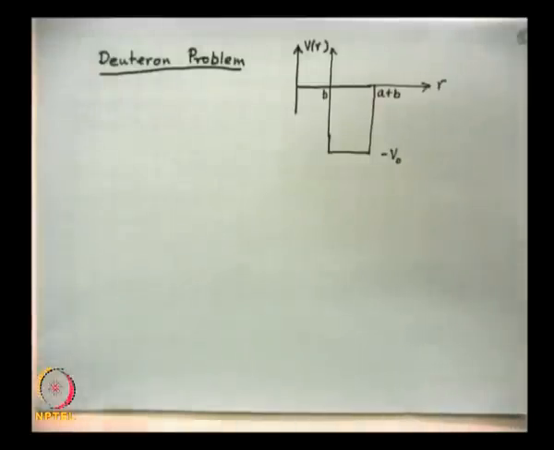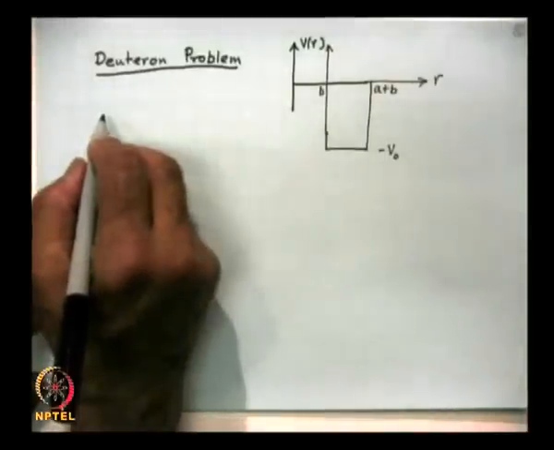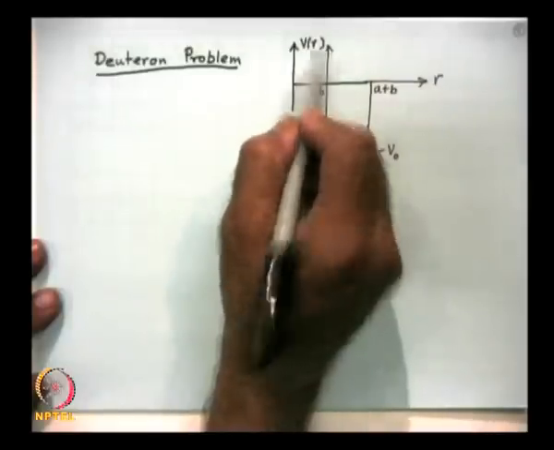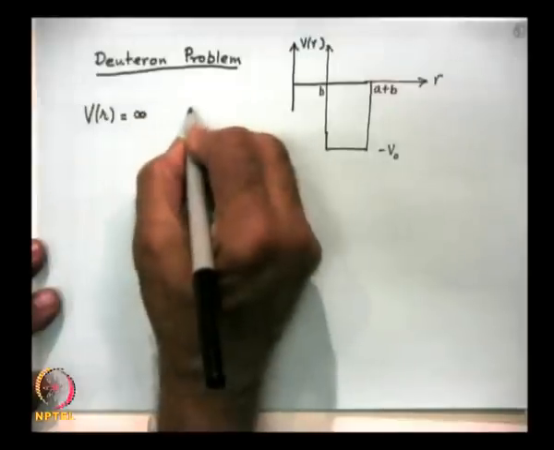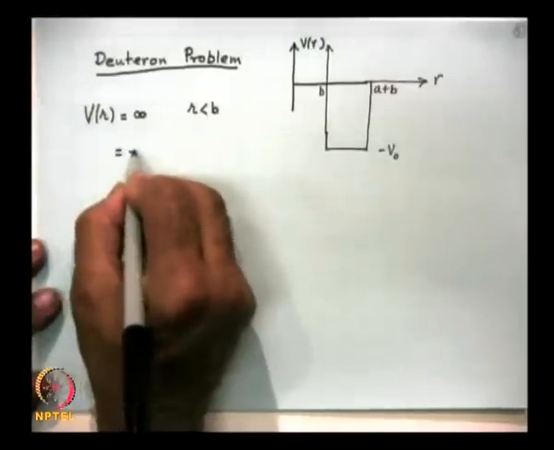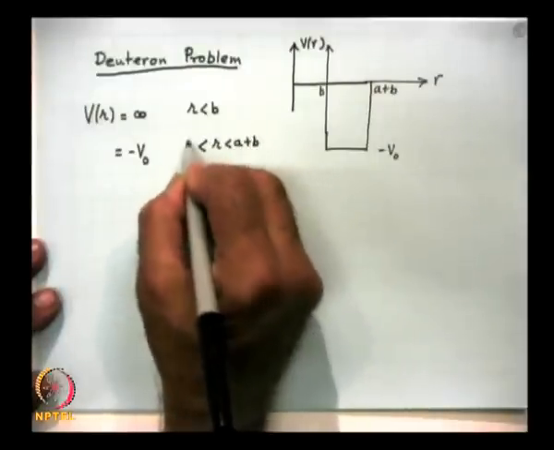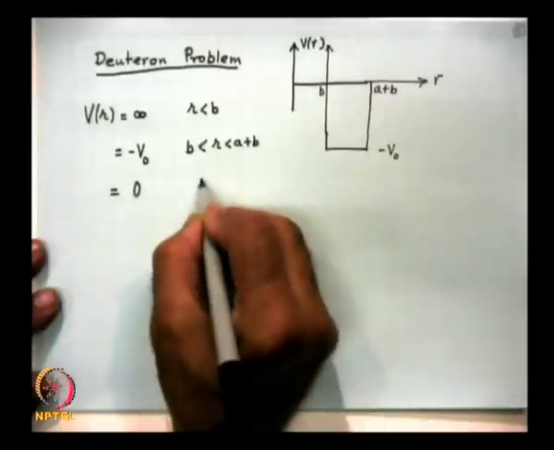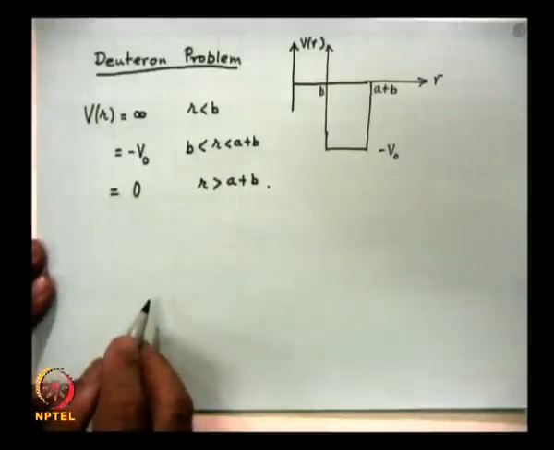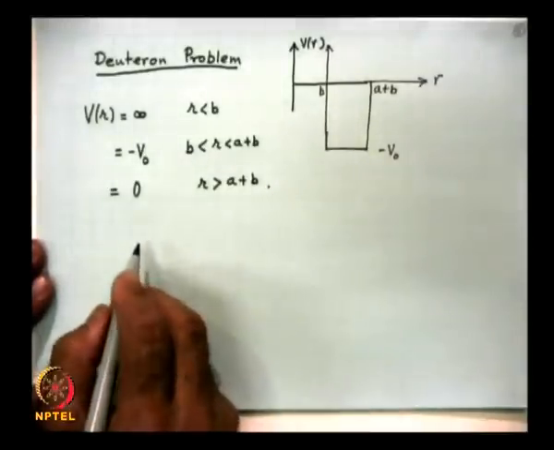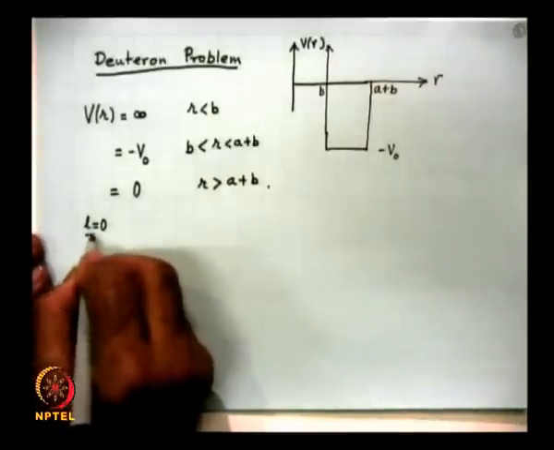So, therefore, we had assumed that the interaction between the neutron and the proton can be described by a spherically symmetric potential, and it is given by V of r is equal to infinity for r less than B, is equal to minus V 0 for r less than A plus B, and is equal to 0 for r greater than A plus B. Now, therefore, at r equal to B, the wave function must vanish, and we wrote down the radial part of the Schrodinger equation and solved it for L equal to 0.